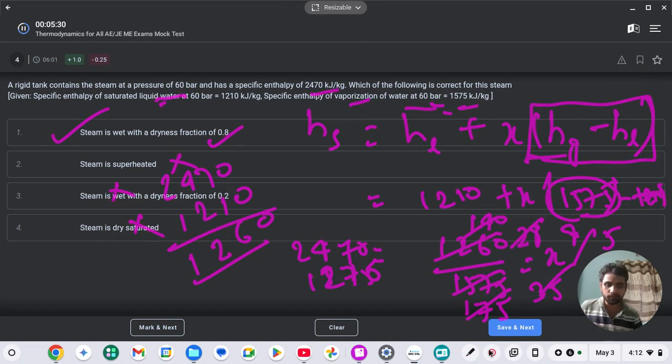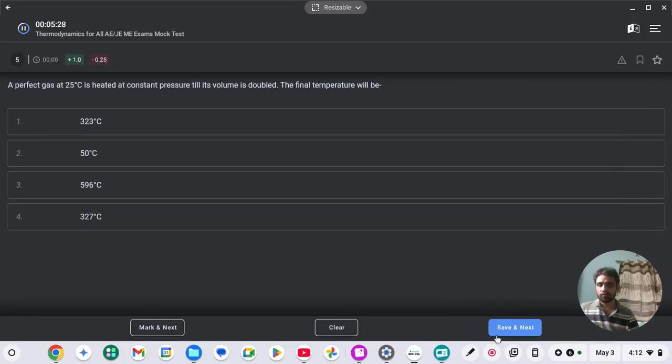So next, question number 4 or 5. A perfect gas at 25 degrees Celsius is heated at constant pressure till its volume is doubled. The final temperature will be?